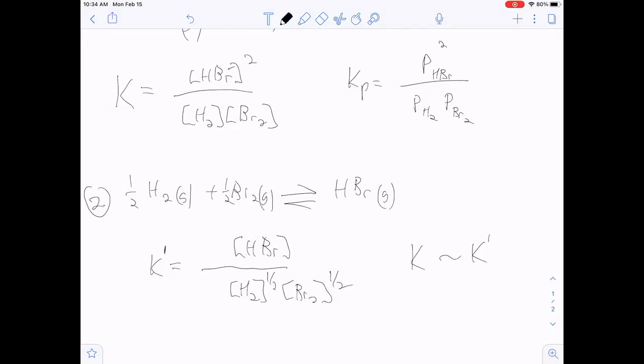Well, basically, I would have to take the square root of this reaction to get this expression down here. So as you know, if you do something to one side, you're going to have to do it to the other side as well. So the square root of K is going to equal K prime. Or to put it another way, K to the 1/2 is equal to K prime.